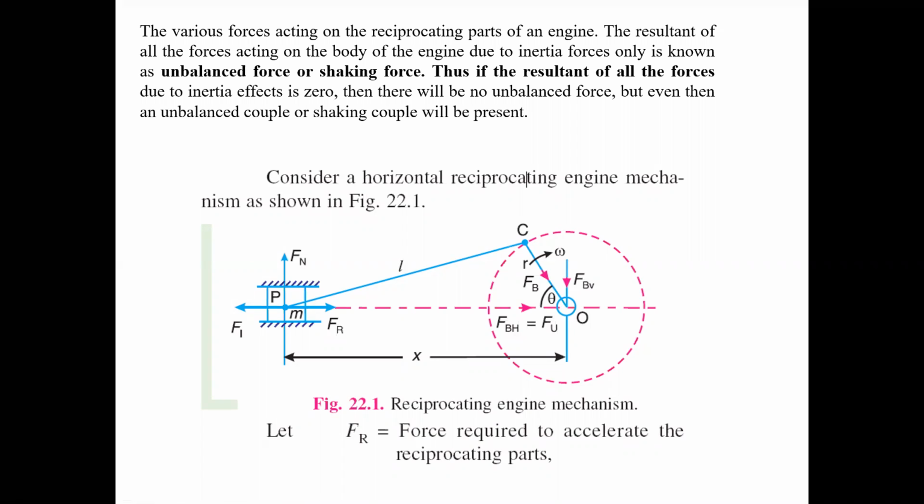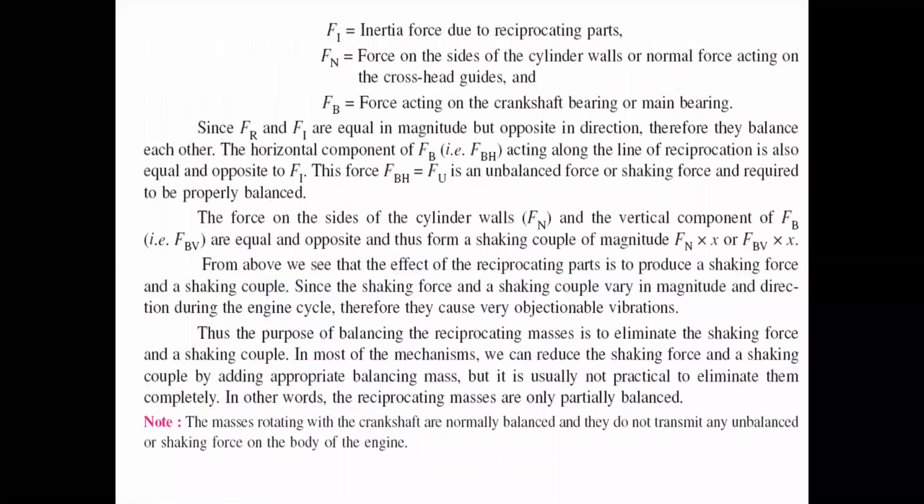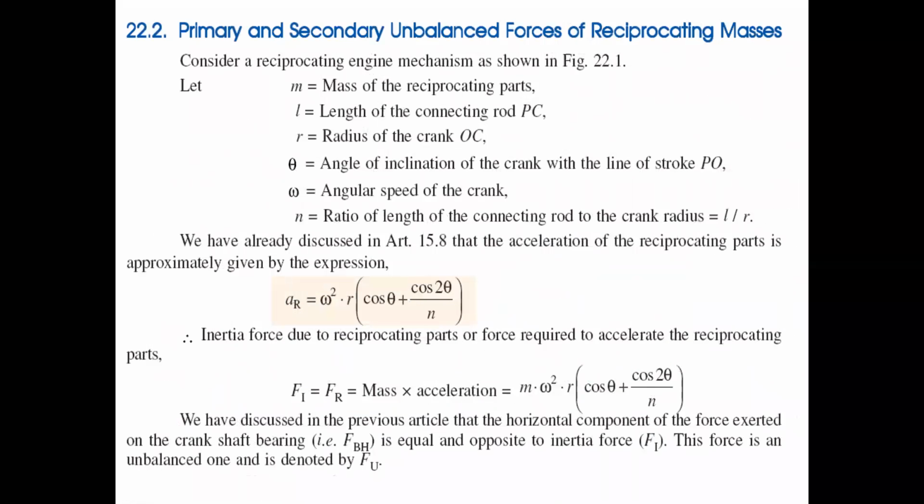When the crank is rotating with uniform angular velocity omega, some forces are produced here, and those forces are represented in this place. Now F suffix U is also there. This is known as our unbalanced force. Now we will see how to balance that mechanism, which is also very important. So let us go to the next one.